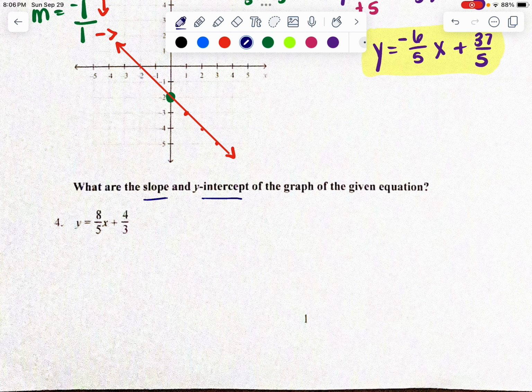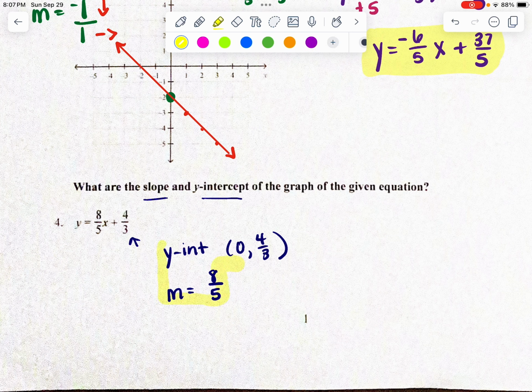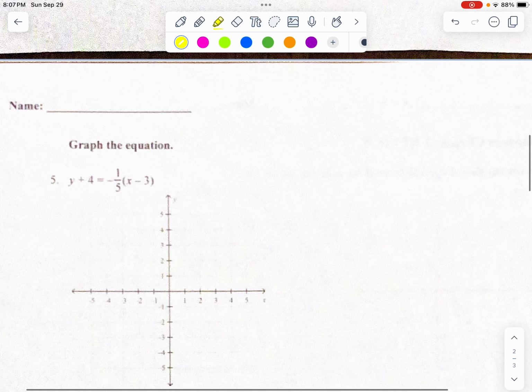So this is an identification problem. I know that the y-intercept is 4/3, so to write it correctly, I'm going to say that my y-intercept is the point (0, 4/3). And then my slope I know is the coefficient of x, so in this case it would be 8/5. That is all you have to do on that problem. Please do not overthink it. Nothing to work out. It's just, again, an identification problem. And then we move on.